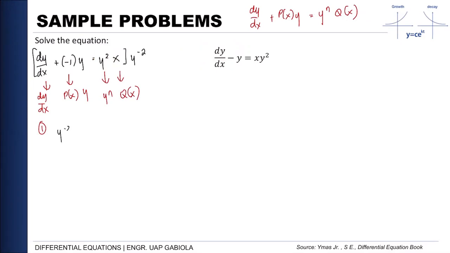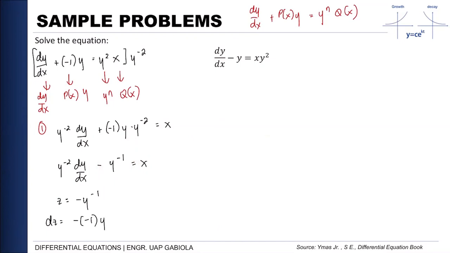So, y^(-2) dy over dx plus negative y times y^(-2) is equal to just x. Simplifying, we have y^(-2) dy over dx minus y^(-1) is equal to x. Okay? And then, for the second term, whether or not we include the sign, it doesn't matter as long as you don't get confused. Let z be equal to negative y^(-1). When we differentiate that, dz is equal to negative times negative 1 y^(-2) dy. Simplifying, dz is equal to y^(-2) dy.